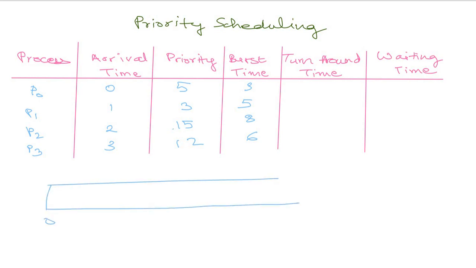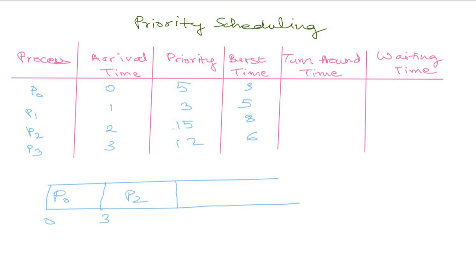At time t equal to 0 we only have P0, so it gets the time allocated. It gets completed at 3. Now after time t equal to 3 we have all the 3 processes, as we have 1, 2 and 3 as the arrival times. In this we see that P2 has the highest priority, so we'll give it to P2 first.